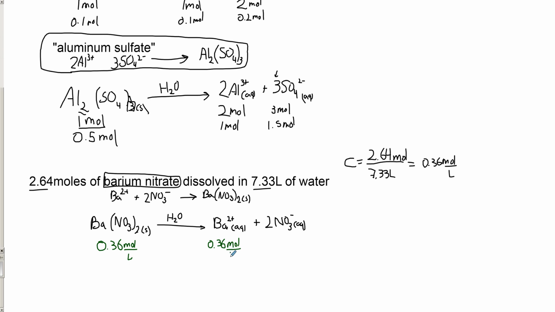When this breaks down, though, it releases 2 nitrates. So I'm sure some of you already in your brain are like, I know exactly what he's going to do next. Remember we multiplied this by whatever number was in front for these two? Yeah, same idea. So we're going to multiply 0.36 times 2. So what's the concentration of nitrate ion we have? 0.72 moles per liter.